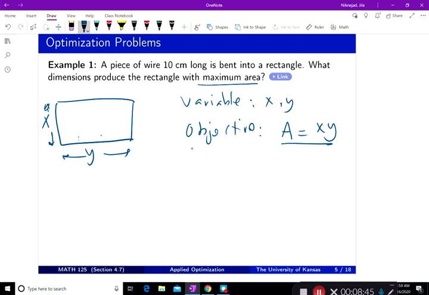What is the constraint? The constraint is the length of the wire. How do I put that mathematically? The length of the wire, as we discussed with the GeoGebra sheet, is actually making the perimeter of the rectangle. So the length of the wire, which is 10 centimeters, is equal to 2x plus 2y. Now that you have the constraint, solve for one of the variables. Let's say I'm solving for x.